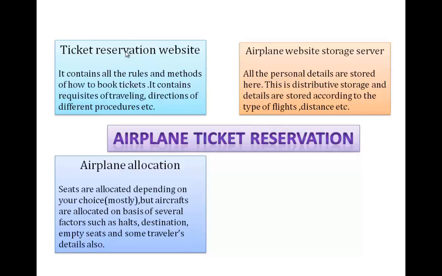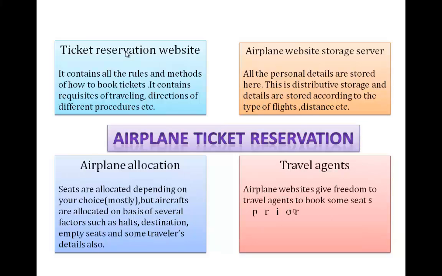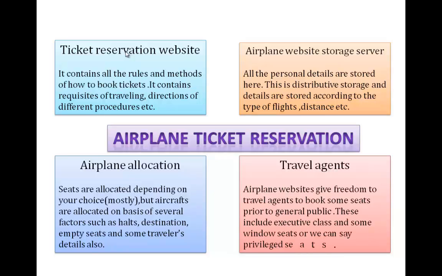It acts like a distributed file storage. Then comes airplane allocation. Although we always get desired seats when available, the allocation of aircraft depends on empty seats and the recent flying of that particular aircraft. All this data of users and aircraft has to be mapped and an optimized solution has to be found of which aircraft to allot to which passenger or group of passengers.